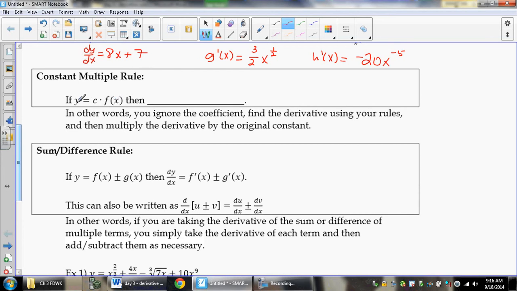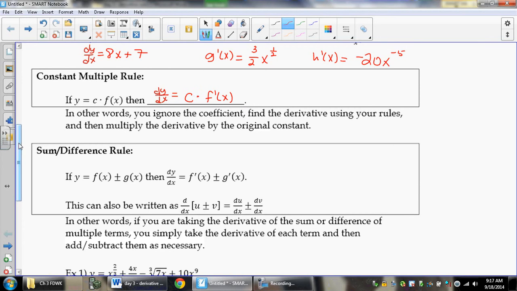The constant multiple rule. If y equals c times f of x, then dy dx is going to be c times f prime of x. In other words, you ignore the coefficient, find the derivative using your rules, and then multiply that derivative by the original constant. So I usually tell people ignore the c, take the derivative, put the c back.